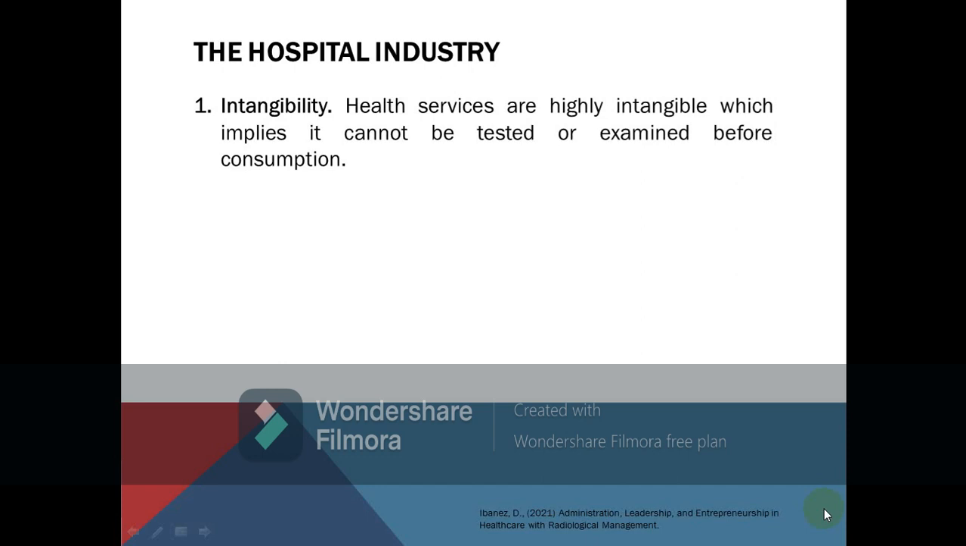First, intangibility. Health services are highly intangible, which implies they cannot be tested or examined before consumption. The intangibility factor can be compensated by physical evidence like the place, people, communication, and price that patients can see. A hospital with clean and neat corridors, good customer service, advanced medical equipment, and competent healthcare professionals plays an important role in a patient's preference.